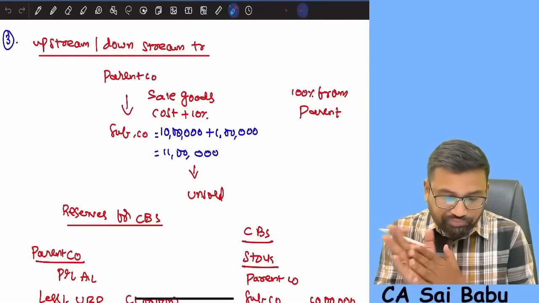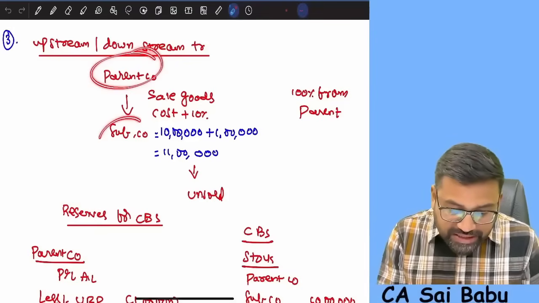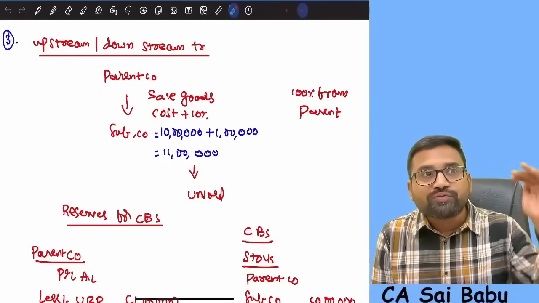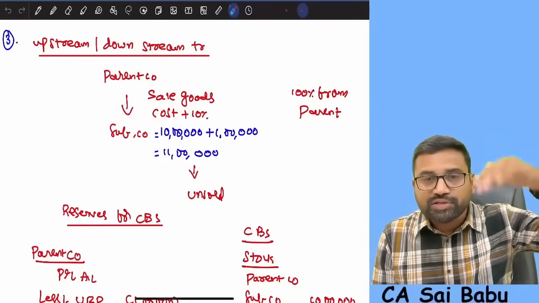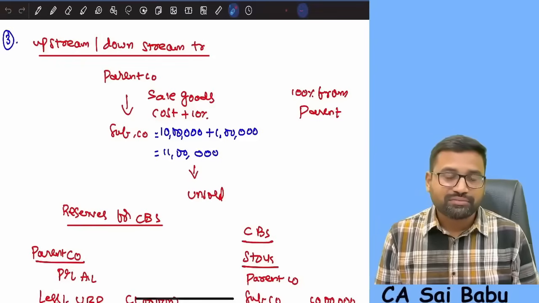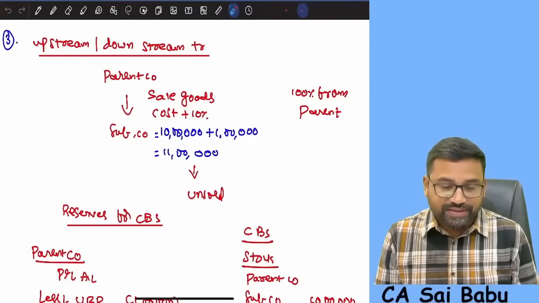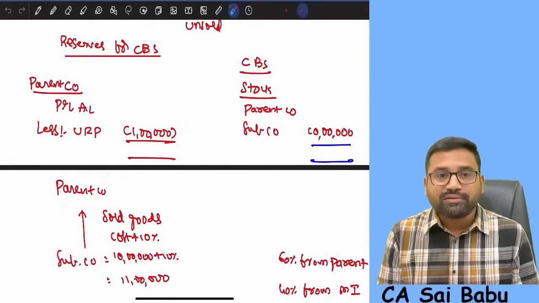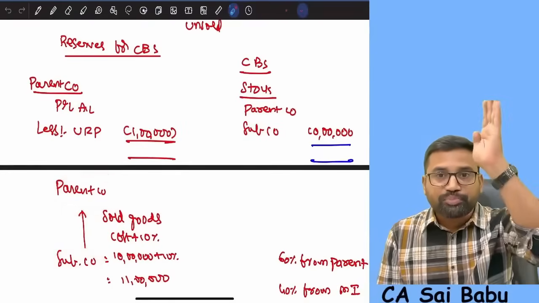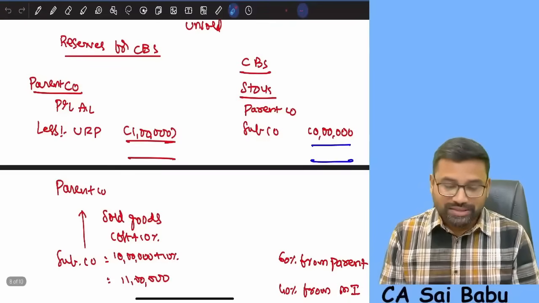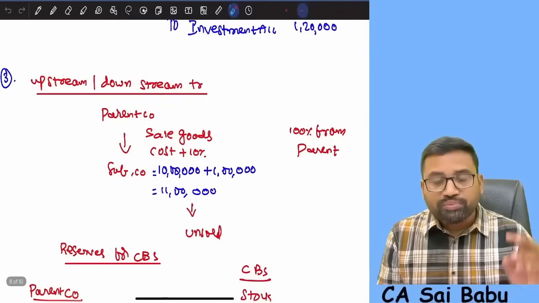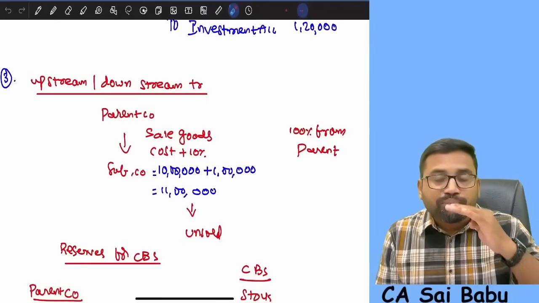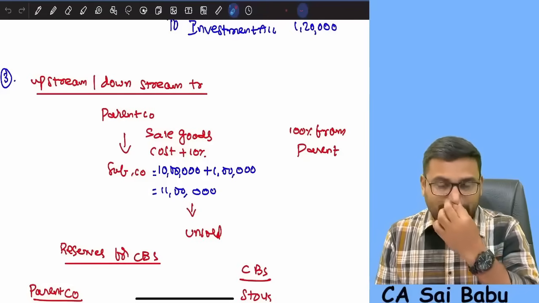Listen to me carefully. There is a parent company and there is a subsidiary company. The parent company is selling goods to the subsidiary. That means goods are flowing from parent to subsidiary. So this is called what? A downstream transaction. Suppose the subsidiary sold goods to the parent company. That means goods are flowing from subsidiary to parent. So this is called an upward transaction. So when goods flow from parent to subsidiary, it's a downstream transaction. When goods move from subsidiary to parent, it's an upward, upstream transaction.